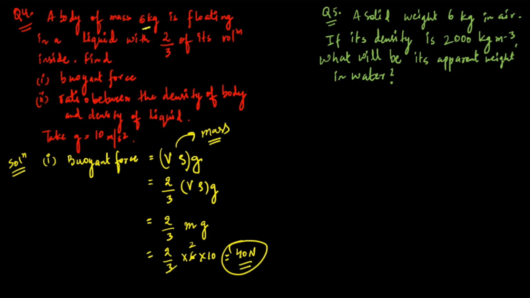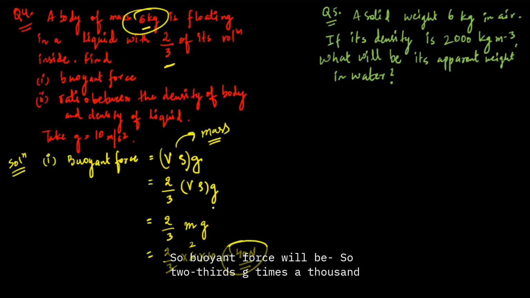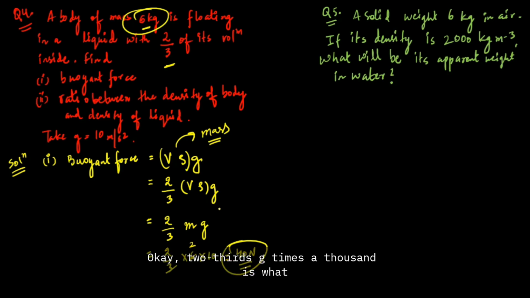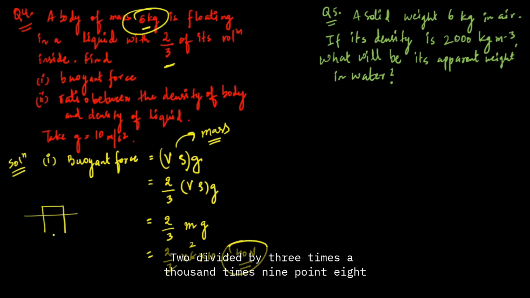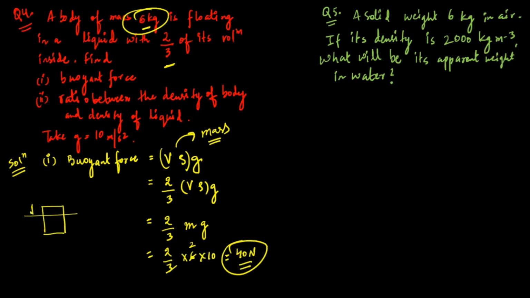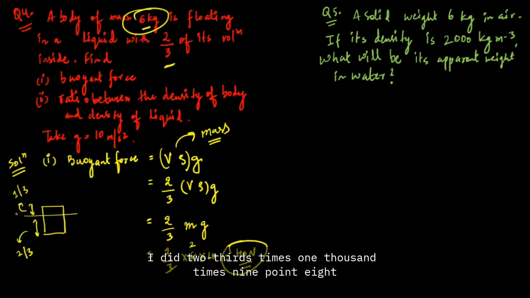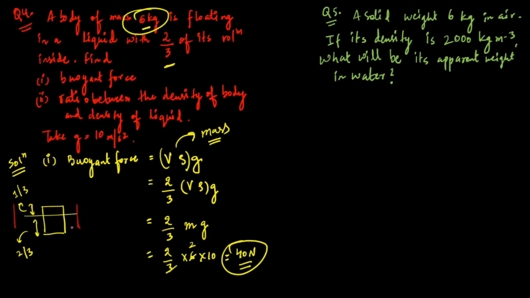Yeah, because the mass is given and it also says that 2/3 of its volume is inside. So whatever is acting must be balanced by this. So buoyant force must be two thirds g times 1,000. Okay, so it's like a proportion. 2/3 times 1,000 times 9.8 gives 6,533.333 newtons. That is what I got when I did 2/3 times 1,000 times 9.8.